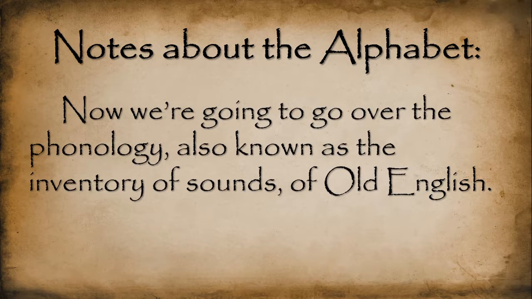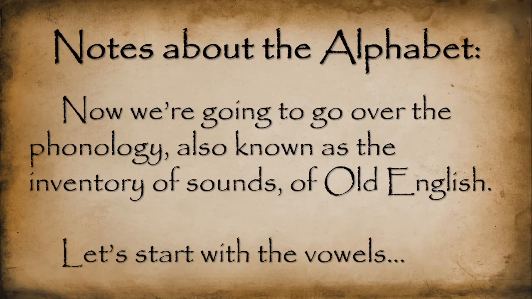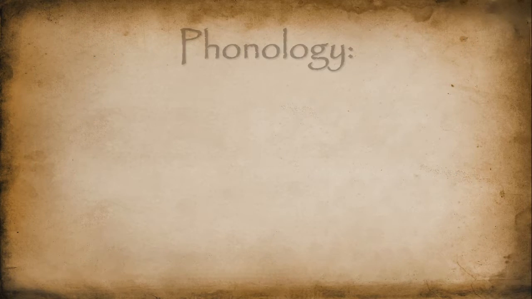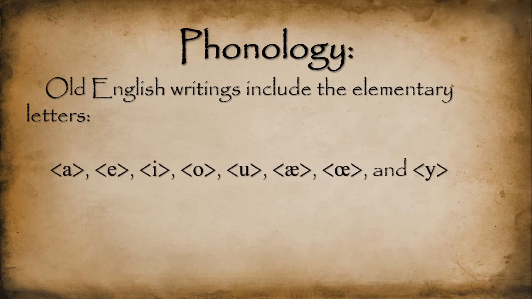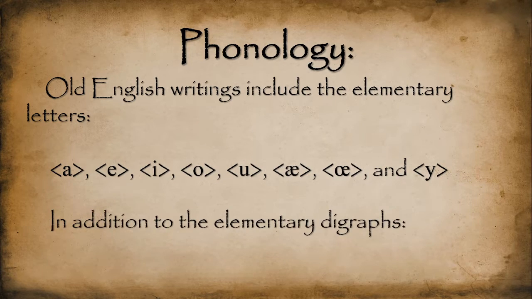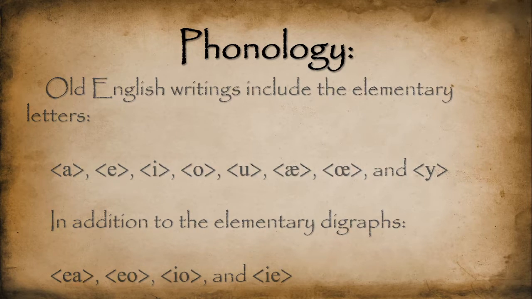Now we're going to go over the phonology, also known as the inventory of sounds of Old English. Let's start with the vowels. Old English writings include the elementary letters A, E, I, O, U, ash, OE, and Y, in addition to the elementary digraphs EA, EO, IO, and IE.